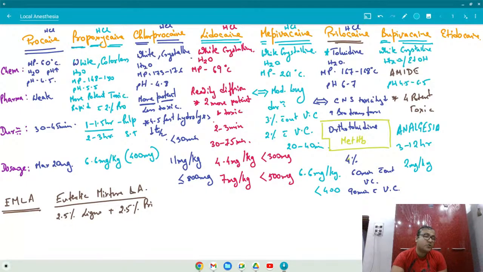But here remember, you should not exceed 225 milligram. This is with vasoconstrictor. And if it is without vasoconstrictor, what do you think? Without vasoconstrictor, should we lower the maximum dose, or should we increase the maximum dose?